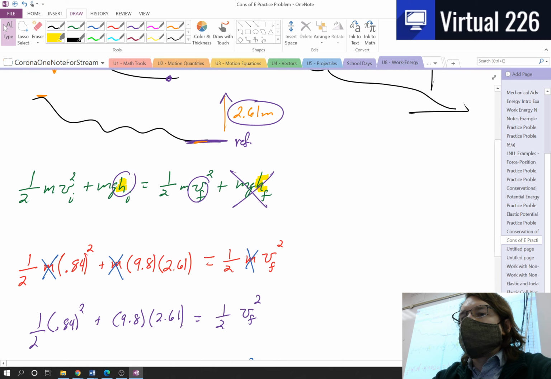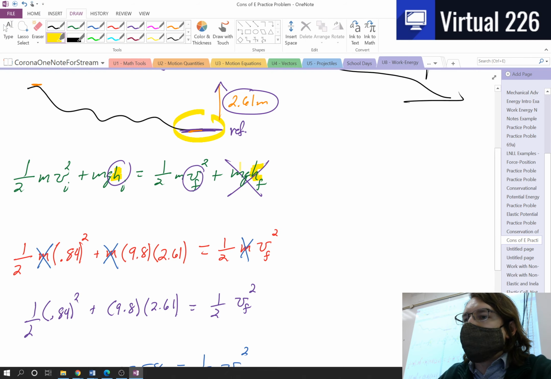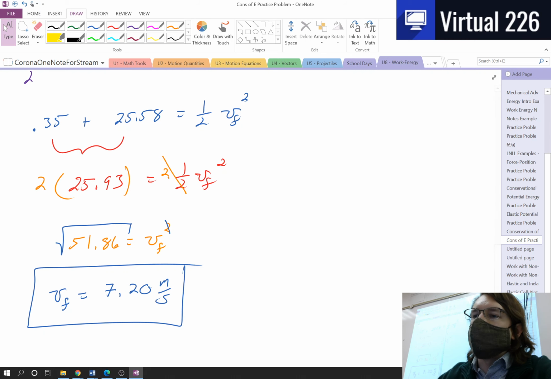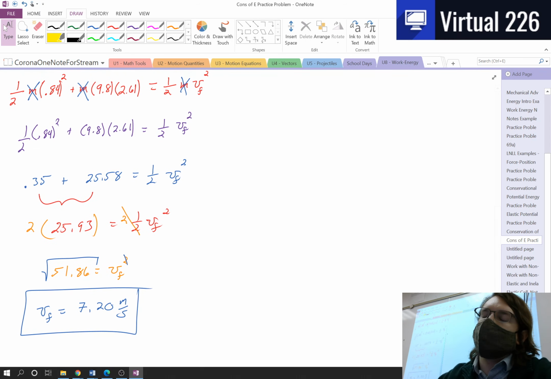Once we had that picture, we wrote out our equation. Note we completely neglected the springs here because there are no springs in this problem. We set a reference position to be the bottom here so we can get rid of our final potential energy due to gravity. And then once we put in numbers, we were just able to algebraically solve. Okay? So once again, nothing too crazy about these.